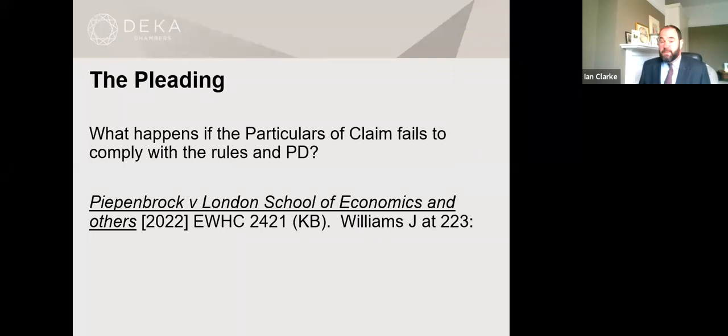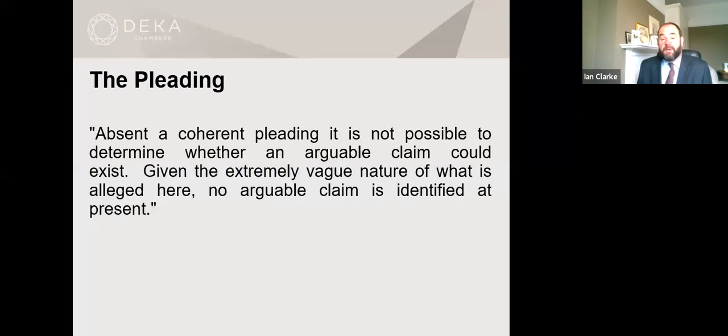And what happens if there is a problem or the particulars of claim fails to comply with the rules and practice directions? Well, we saw a recent illustration of this in Pipe and Brock and the LSE, only a few months old. It's fair to say that there was a lot going on in that case, but certainly a portion of Dr. Pipe and Brock's claim relates to alleged data protection breaches. And Williams J, when dealing with the various defendants' applications to strike out parts of the claim, noted that absent a coherent pleading, it is not possible to determine whether an arguable claim could exist. Given the extremely vague nature of what is alleged here, no arguable claim is identified at present, and went on to strike out large parts of the claim.